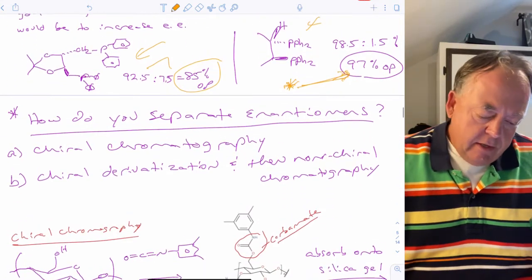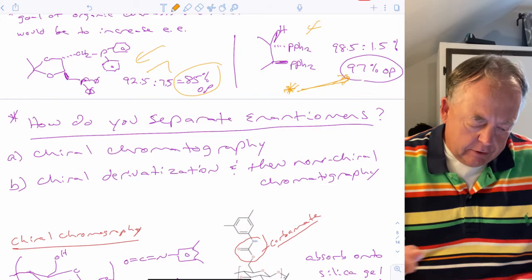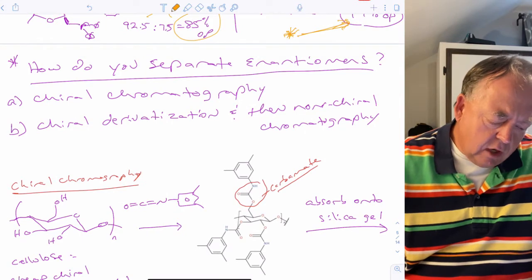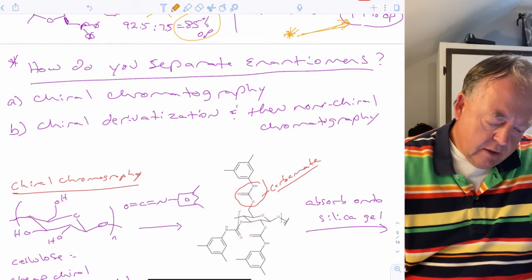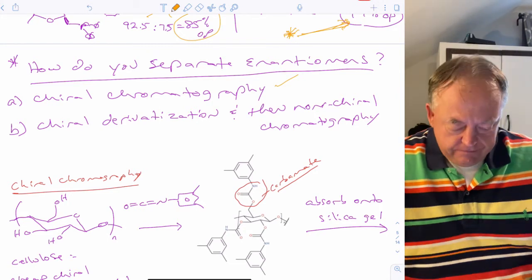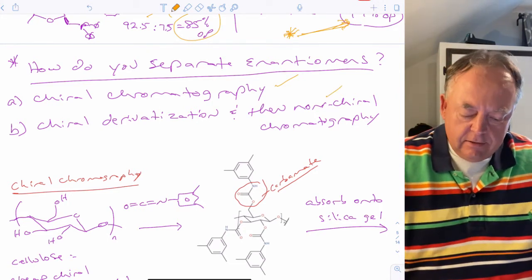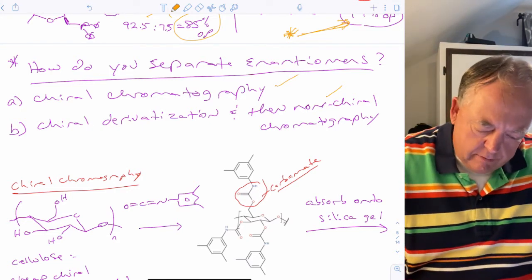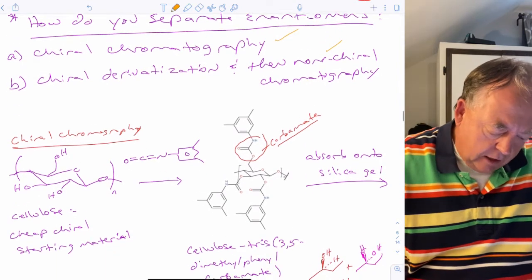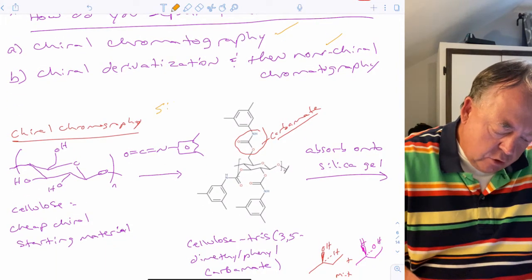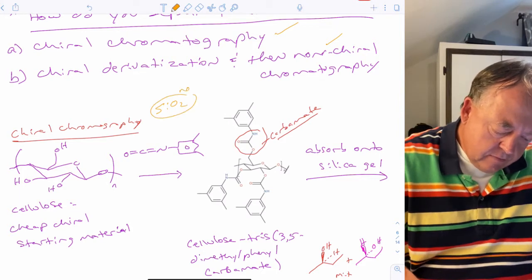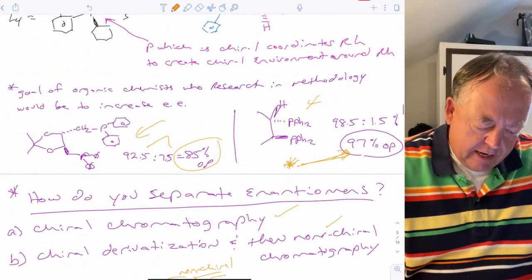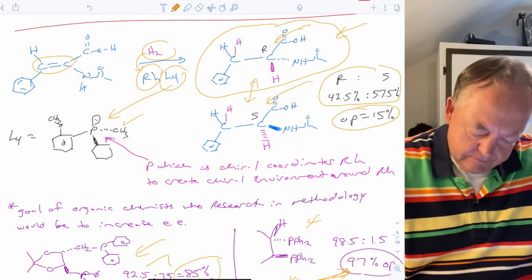Or the other option would be to make both and then separate them. So if you want to separate enantiomers, how do you do that? Really, there's a couple of strategies that you could employ. You could do chiral chromatography, or you could do chiral derivatization, and then that would allow you to do non-chiral chromatography. Okay, so let's talk a little bit about both of these.